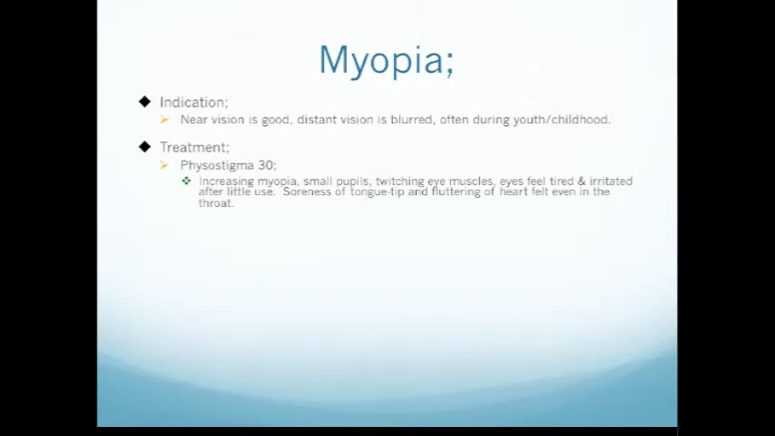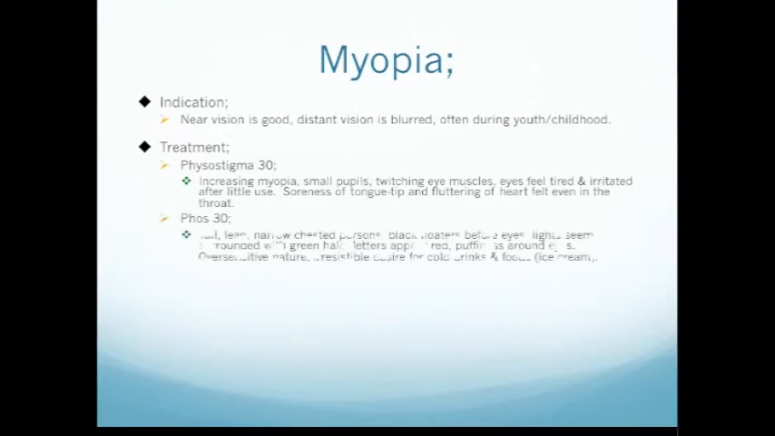There may be soreness of the tongue tip and fluttering of the heart felt even into the throat. Phos 30 is good for tall, lean, narrow-chested persons who frequently will have black floaters before their eyes. Lights will be surrounded by green halos, and letters may appear red. There may be some puffiness around the eyes. These folks have an oversensitive nature and an irresistible desire for cold drinks and food, such as ice cream.